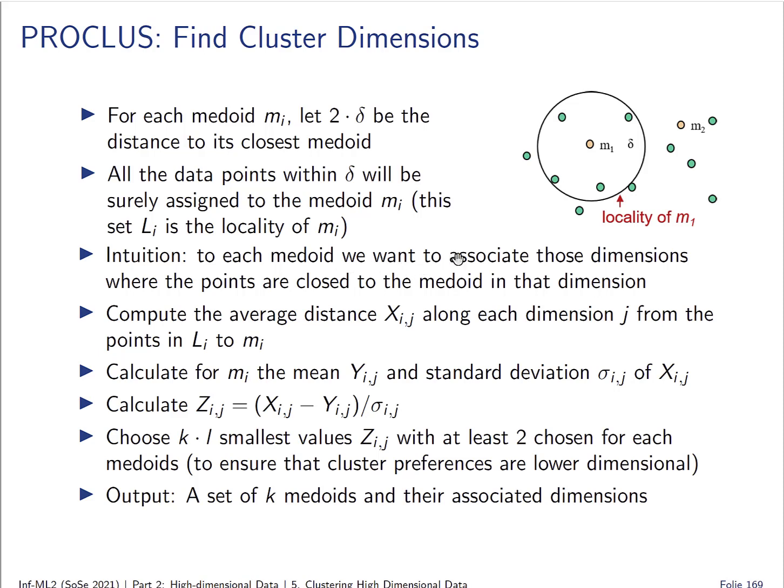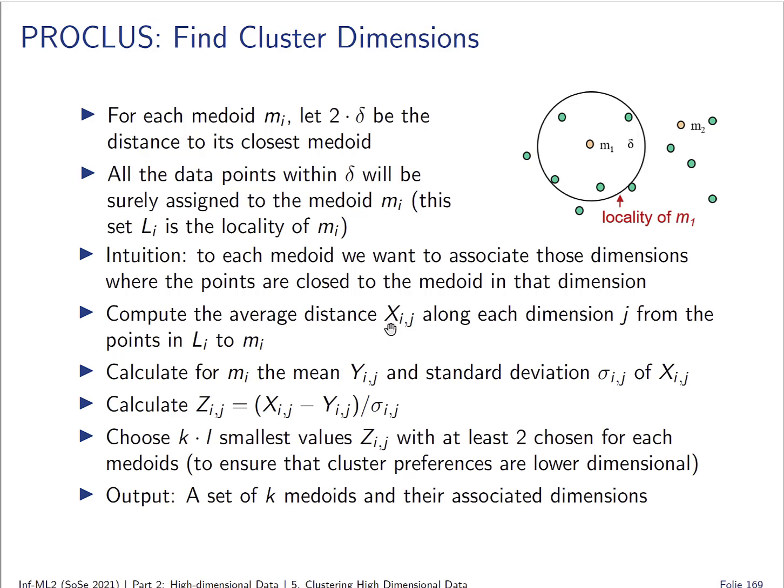are close to the medoid in that dimension. So we compute the average distance along each dimension j from points in the locality of Mi, which is denoted as Xij. So i is the corresponding medoid, and j are the dimensions of our data space. So j goes from 1 to D if we have D features, and i goes from 1 to K because we have K medoids.